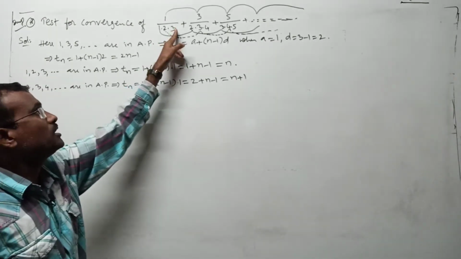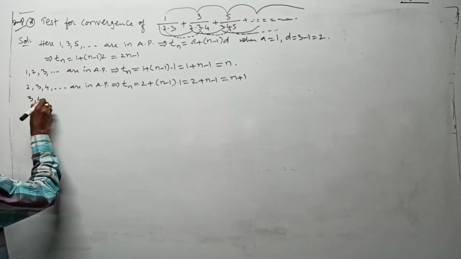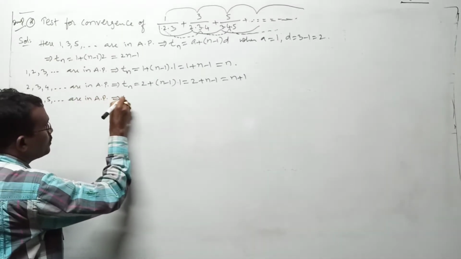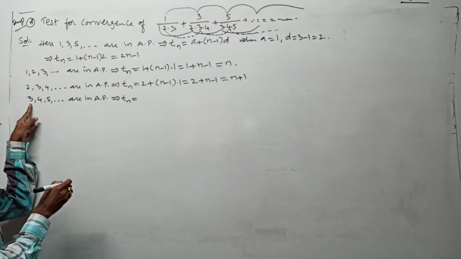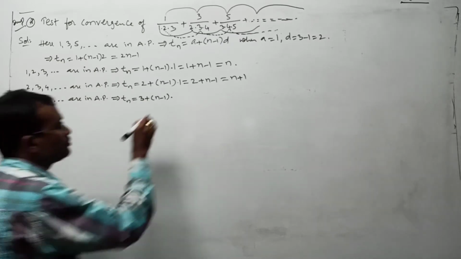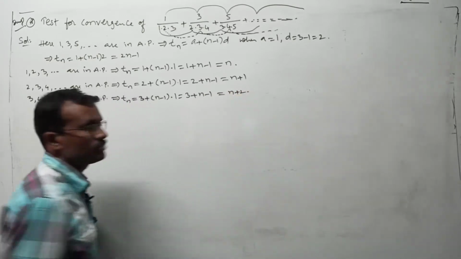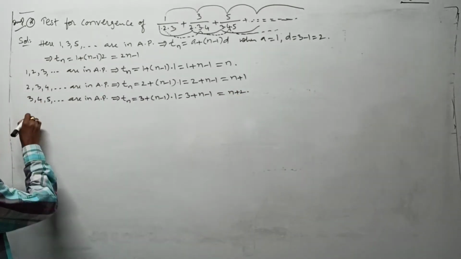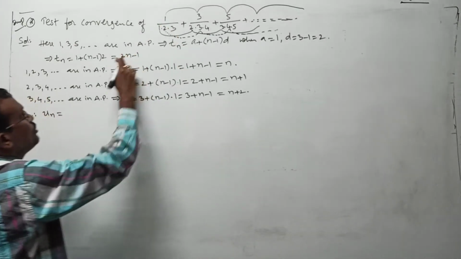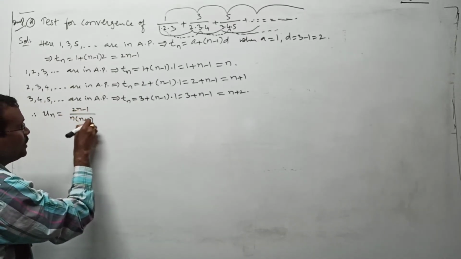You can now go to the last combination in the denominator: 3, 4, 5 and so on. These are in AP. This implies Tn is equal to the initial term 3 plus n minus 1 into d. 4 minus 3 is 1. This is 3 plus n minus 1. Is it n plus 2 or not? Now we can write un. Therefore un is equal to the numerator's nth term, 2n minus 1, by n into n plus 1 into n plus 2.